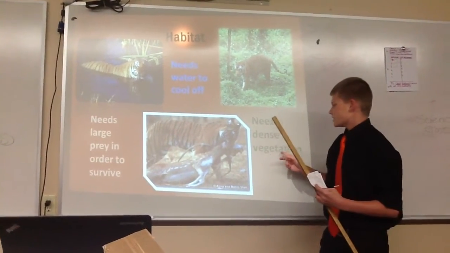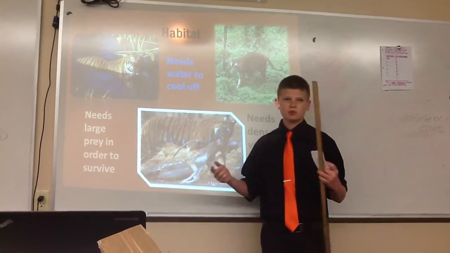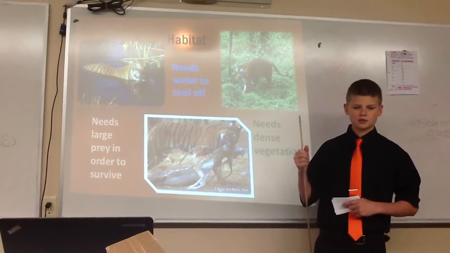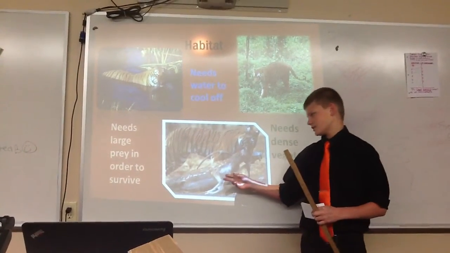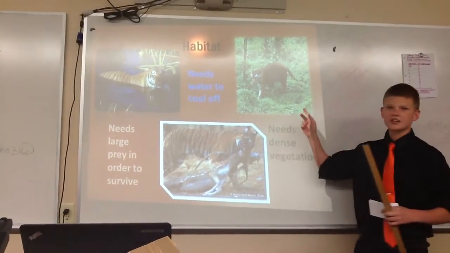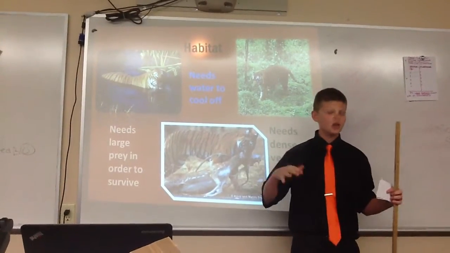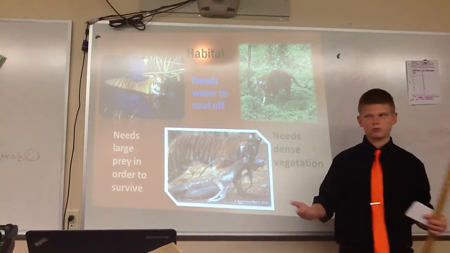And it needs dense vegetation. The dense vegetation is mostly its habitat. It uses it to stalk its prey because it can hide. And what you're seeing here is its prey, and it's probably going to drag it to the vegetation, because the vegetation covers its prey while it's eating, so no animals will find it.